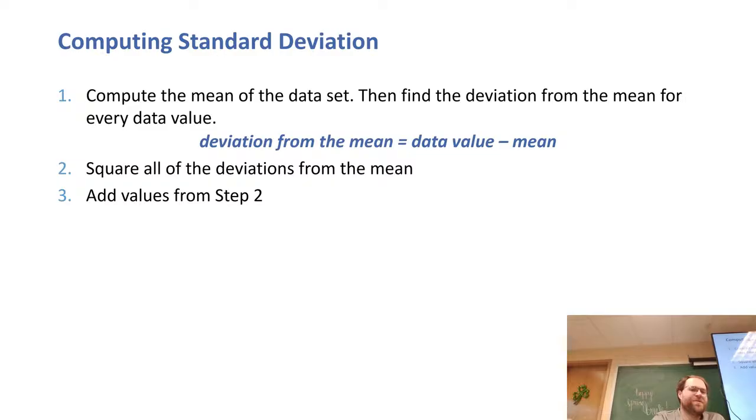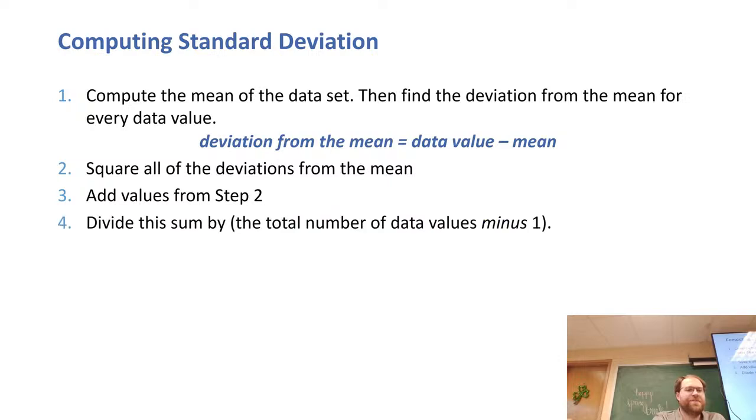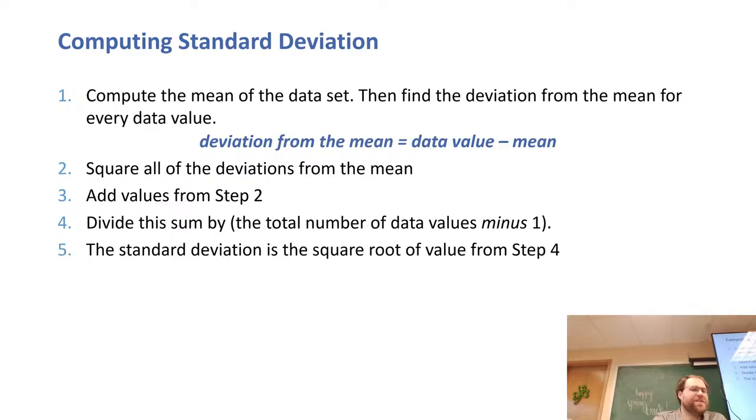Once you do that for all of them, then you're going to add up all the values, then divide it by the total number of data values you have minus 1. And then you're going to take the square root at the very end, following order of operations with this process.